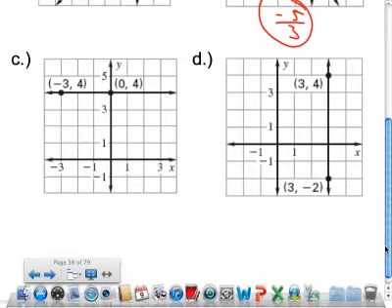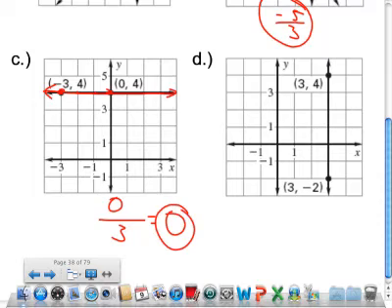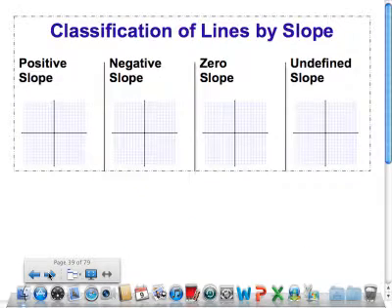Okay, part C here. Any horizontal line, right? If I want to go from this point to this point, I don't rise at all, so my rise is 0. My run here is 1, 2, 3. 0 divided by anything is always 0. So horizontal lines have a slope of 0. Vertical lines, you'll notice here, if I rise, I go up 1, 2, 3, 4, 5, 6. My rise is 6. My run is 0. Anytime you divide by 0, that is undefined. So horizontal lines have a slope of 0. Vertical lines have a slope that is undefined.